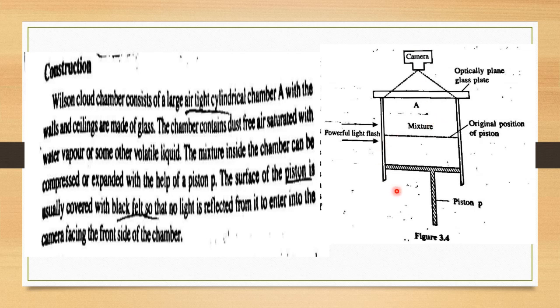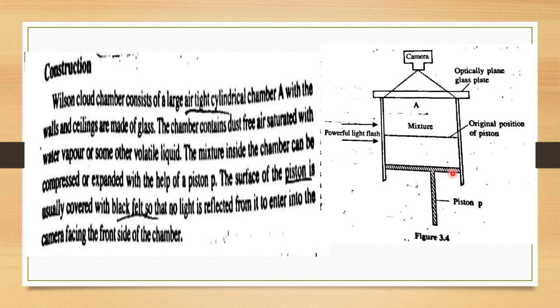So this is our construction. It consists of a large airtight cylindrical chamber. This is a cylindrical chamber A, with the walls and ceiling made up of glass. The cylinder sides are made up of plain glass plate. The chamber contains dust-free air, saturated with water vapor of some volatile liquid. The mixture inside the chamber can be compressed or expanded with the help of a piston.